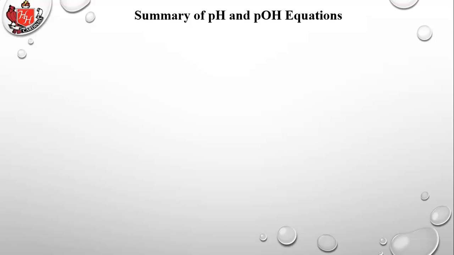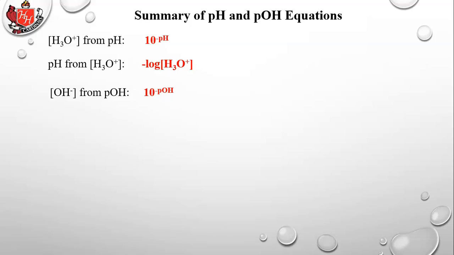So here's a summary of all the equations we talked about. To get the hydronium ion concentration from pH, you take 10 and you raise it to the negative pH. To get the pH from the hydronium concentration, you take the negative log of the hydronium ion concentration. To get the hydroxide ion concentration from pOH, you raise 10 to the negative pOH. And to get pOH from the hydroxide ion concentration, it's the negative log of the hydroxide concentration.